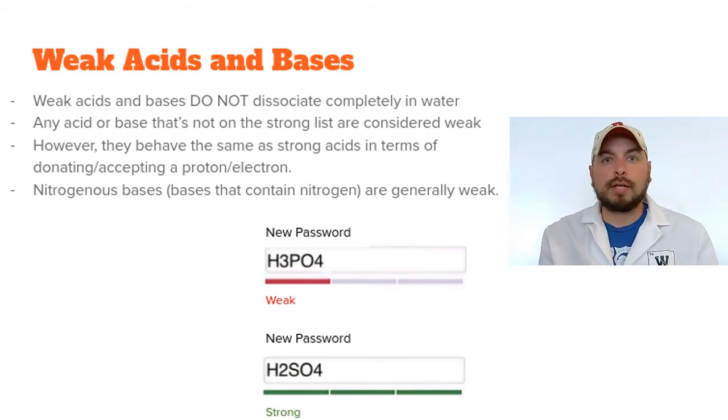So understanding the 8 strong bases and the 7 strong acids allows us to then be able to identify which ones are weak just by knowing which ones are strong. If I see a base, and I know it's not one of my 8 strong bases, I know it's a weak base. If I see an acid, and I know it's not one of my 7 strong acids, I know it's a weak acid.